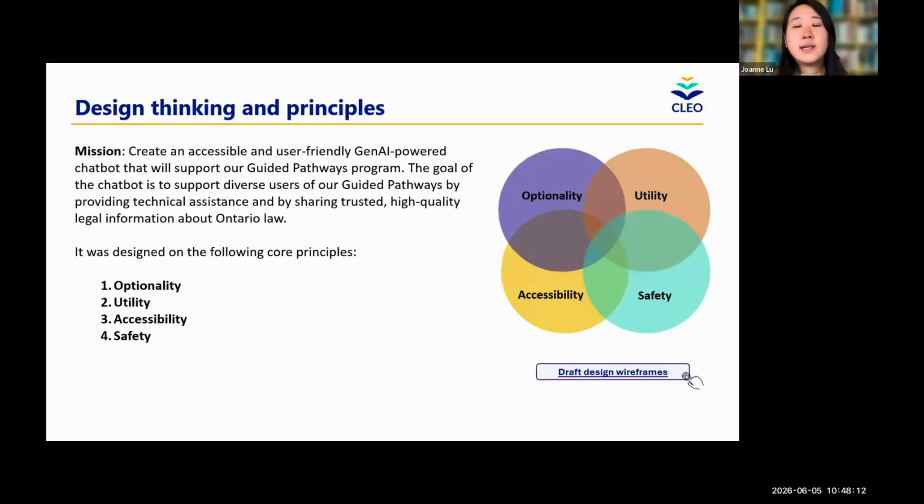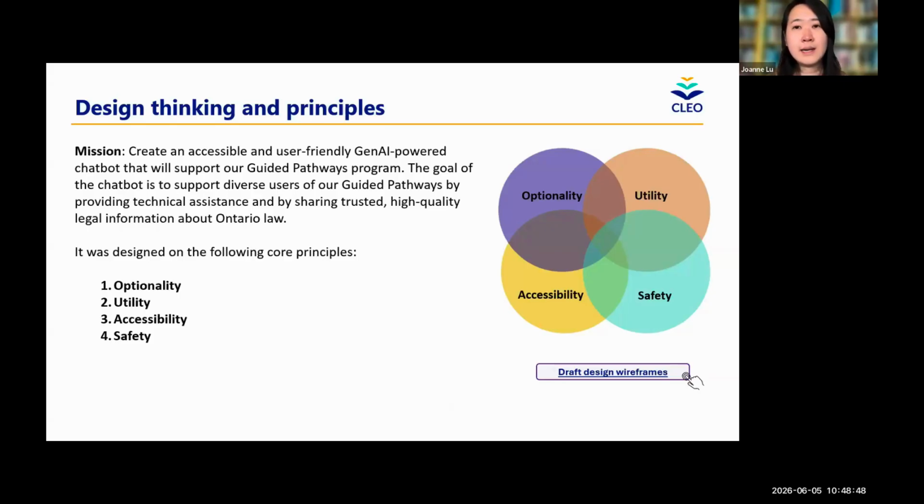In terms of thinking of the design principles, we design all of our software with core principles such as optionality, utility, accessibility, and safety. In terms of the chatbot, we want the chatbot to come to the user's point of friction when they need it, but we don't want to force anyone to use a chatbot if they don't want to engage with it, so it's completely optional. In terms of utility, we're trying to address all of the issues that our users encounter, such as technical support issues, legal questions, and we also want to provide a way for them to connect to our support team if needed. It's also a very accessible tool.